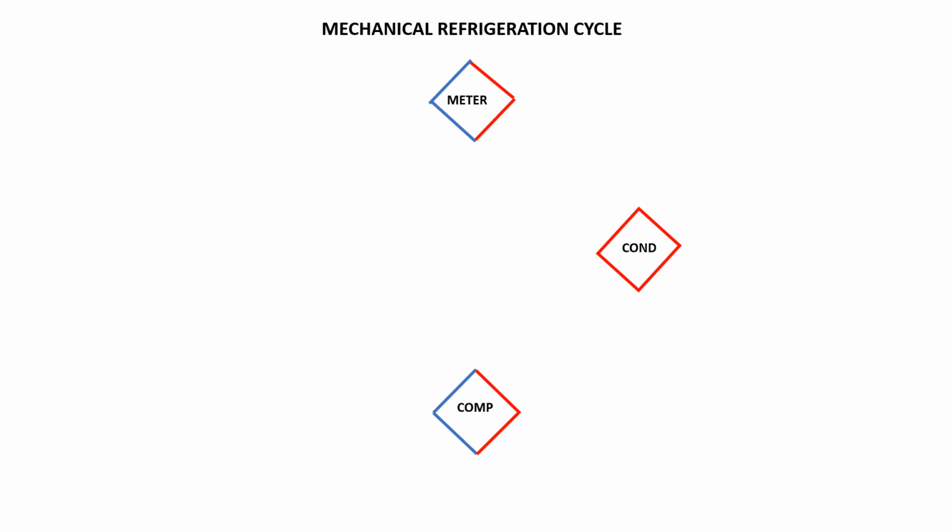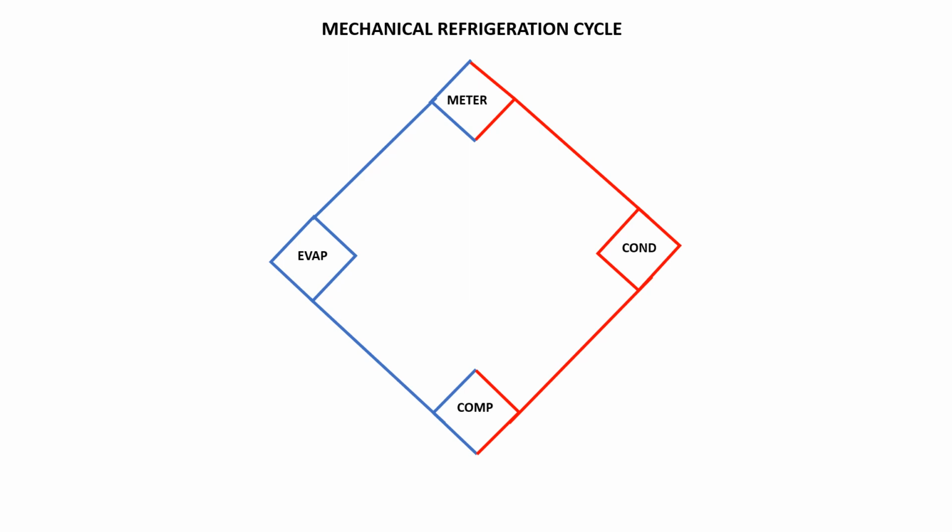Just to repeat, the four basic parts of the mechanical refrigeration system are the compressor, the condenser, the metering device, and the evaporator. We must connect all these parts with refrigerant lines.